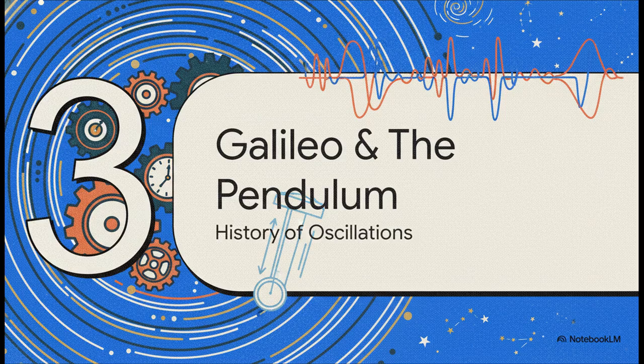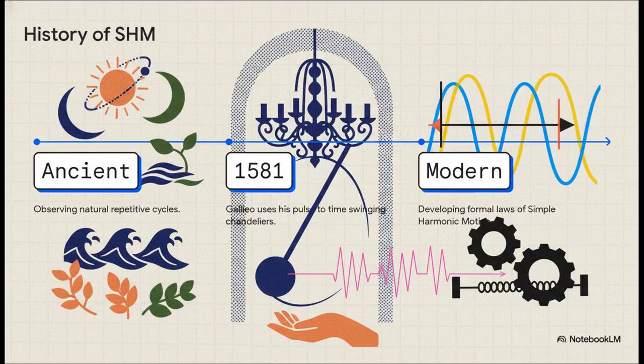Let's dig into the history. For literally centuries, ancient thinkers observed repetitive natural cycles with mere curiosity. They noticed them, sure, but the major shift to formal scientific understanding actually began in a church in Pisa back in 1581. A young Galileo Galilei was sitting there, watching a heavy chandelier swinging back and forth from the ceiling. He really wanted to time the swings, but watches didn't exist yet. So what did he do?